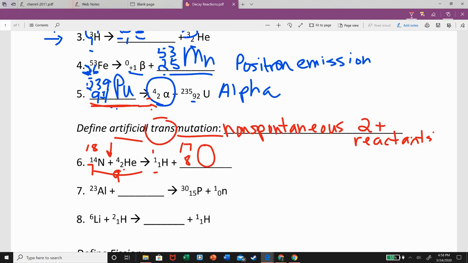We have aluminum, and it has an atomic number of 13. Feel free to fact check me on that periodic table, but I know this one. Okay, so I have a 13 on the bottom. And so now over here, I have a 15. So what number is going to be added to 13 to get up to 15? Right, we're going to have a 2 on the bottom.